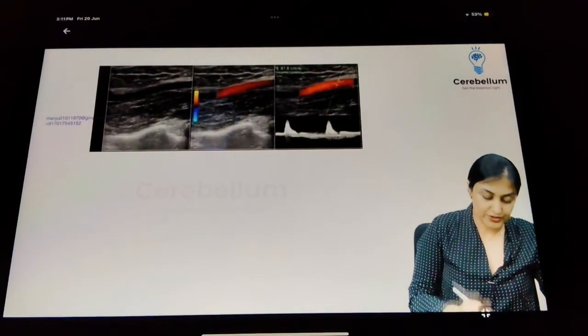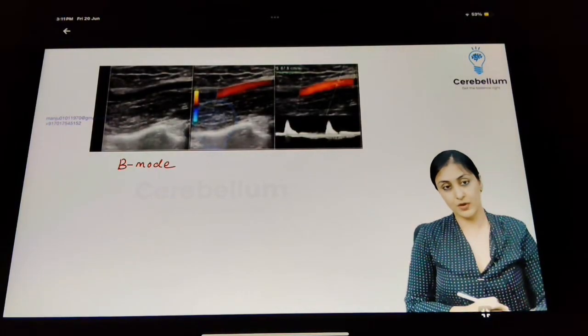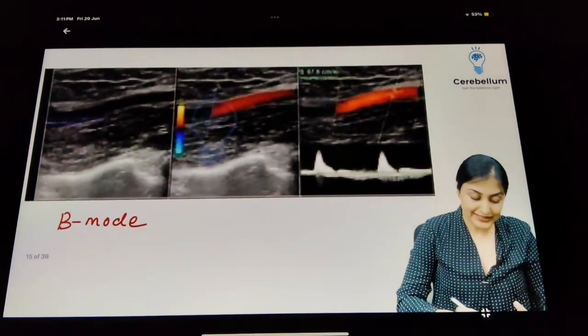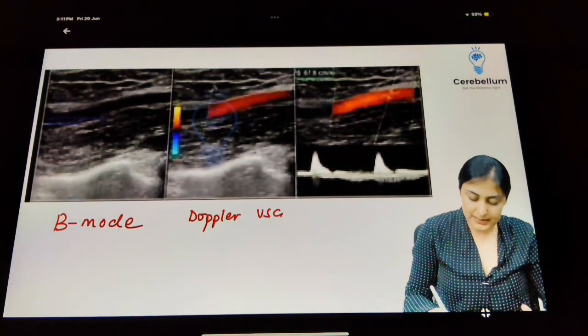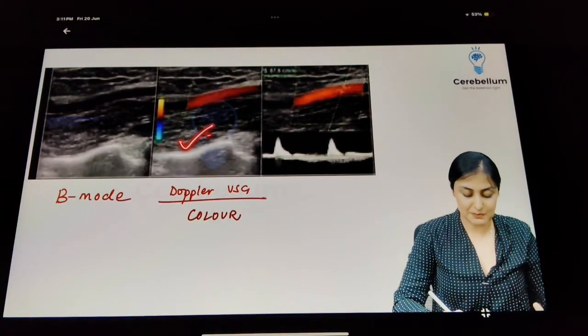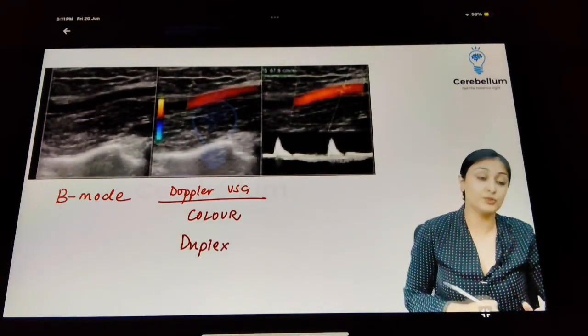Next, we talk about Doppler. So this is my standard B mode ultrasound. On this, the blood vessels are going to look like this. They're going to be a tubular anechoic channel. Now, when I turn on my Doppler ultrasound, the blood vessel picks up color. So this is what I call my color Doppler ultrasound, because now there are two things: there is B mode and color Doppler. I refer to this as a duplex ultrasound.